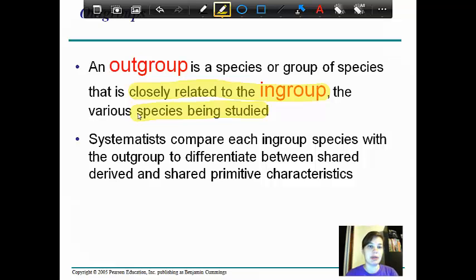Okay, so you want to pick one particular species that you're looking at, or group of species that you're looking at, and find something that's not part of that clade, but is closely related to the clade. You don't need to write this down, but this is the reason we have that. Okay, and I'll show you how this works in a minute again with a diagram. But what you can do is you compare each in-group species of that clade with the outgroup to figure out, okay, what were the derived characteristics and what were the primitive characteristics.